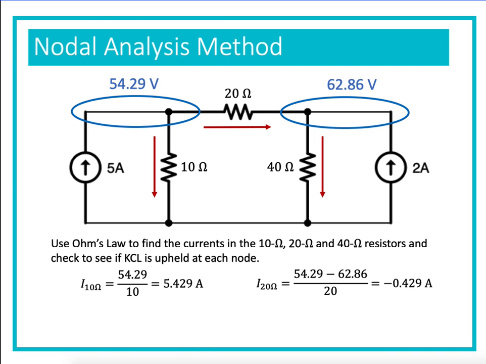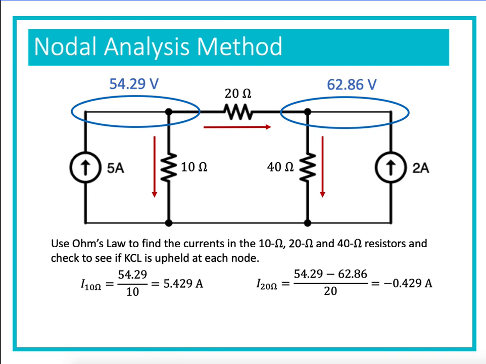It doesn't matter. Mathematically, it's correct. So don't go changing current directions now. Just keep it as it is and go with what you know. What we know is there's 5 amps coming into node 1, and there's the current through the 10 ohm resistor and the 20 ohm resistor going out.